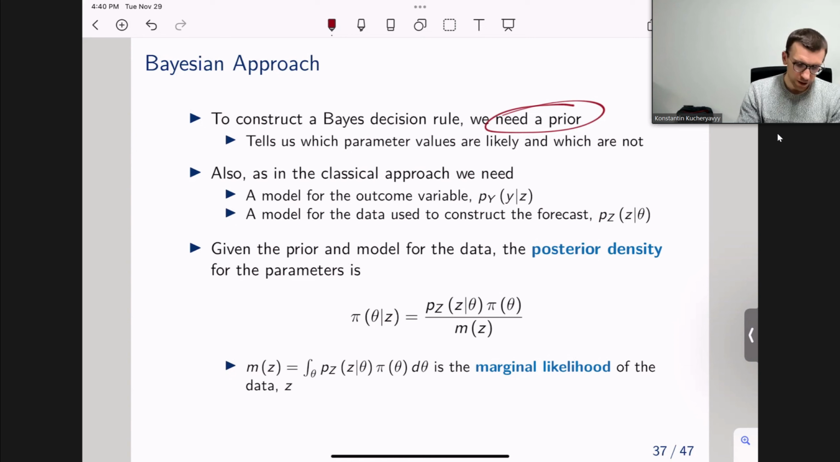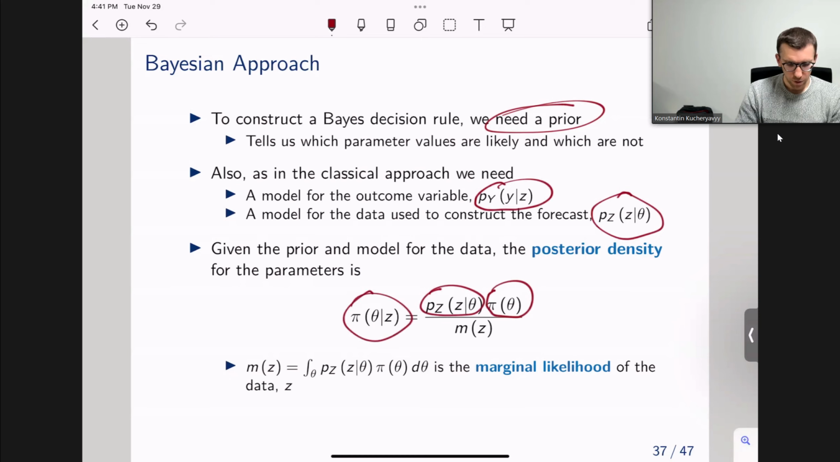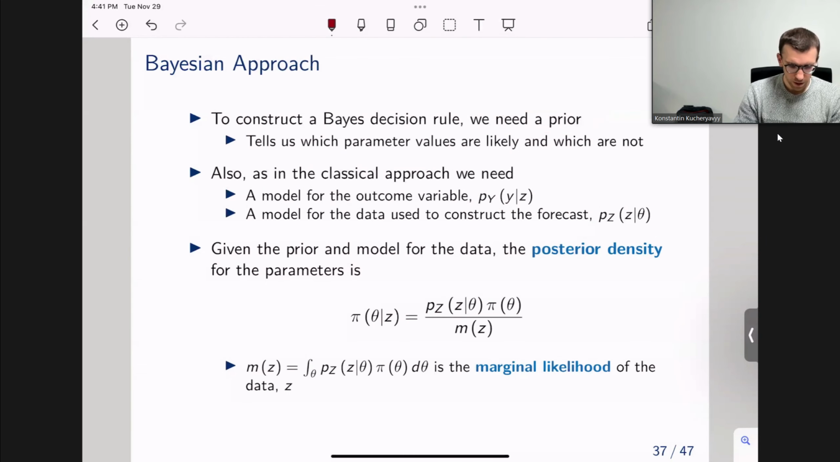And then as in the classical approach, we need some model for the data generating process, which includes these two densities. If this is our prior, this is our data, then we can calculate the posterior for the parameters, and then we can use this posterior. Here the posterior is, we just apply the Bayes rule. It's this product divided by the integral over all thetas, which is the marginal likelihood, and so that gives us the posterior.